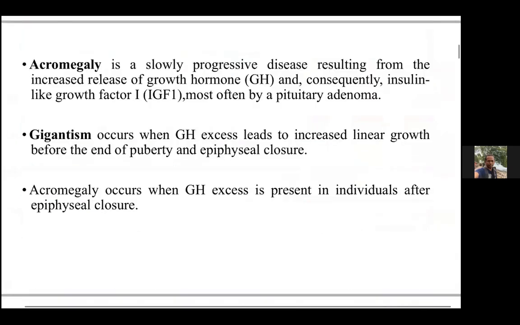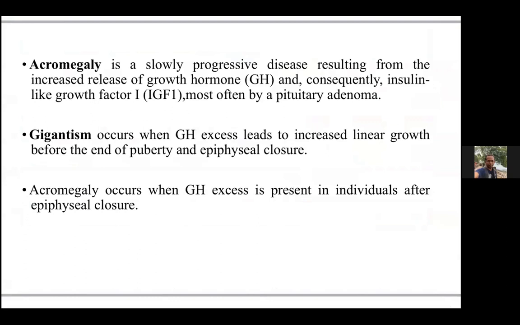So what is acromegaly? Acromegaly is a slowly progressive disease resulting from the increased release of growth hormone and consequently insulin-like growth factor 1, most often by a pituitary adenoma. Usually this is from a pituitary adenoma.